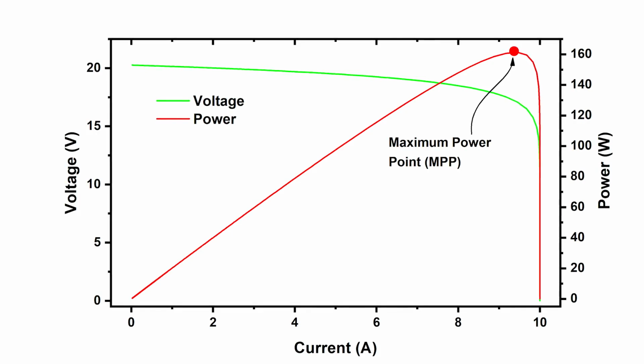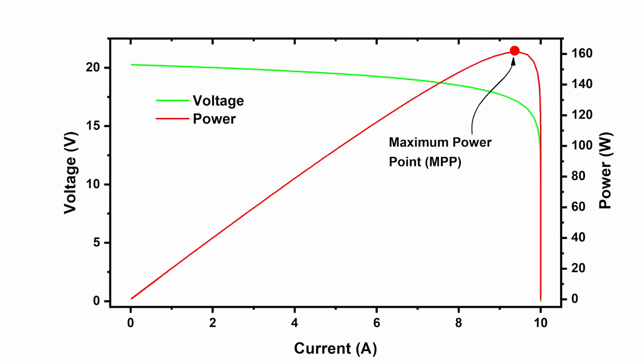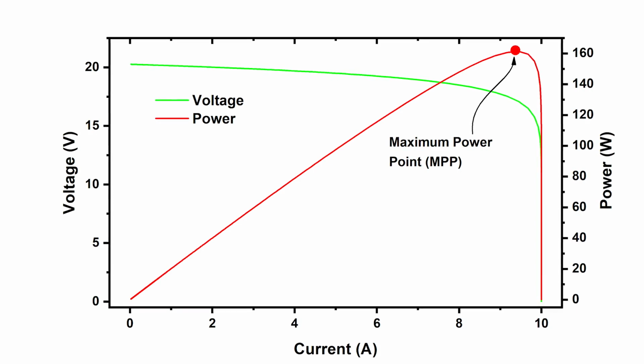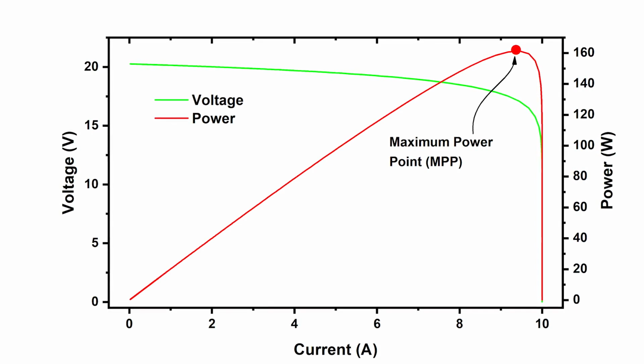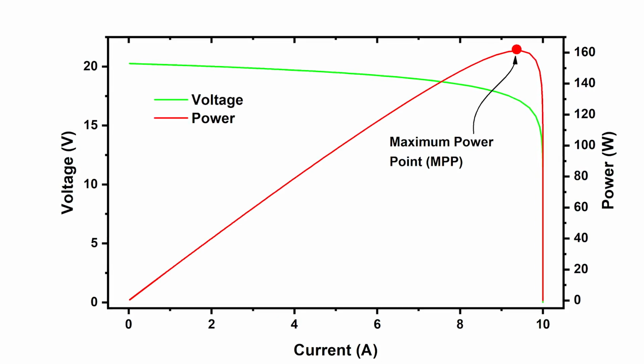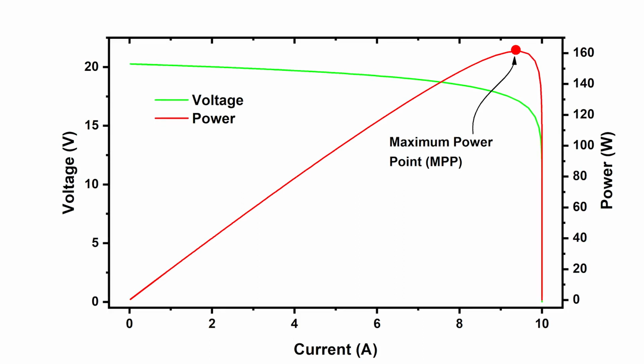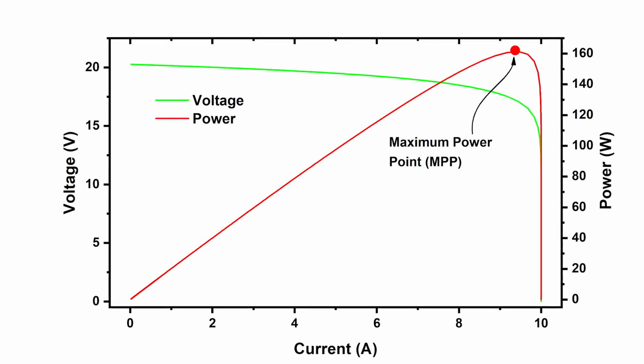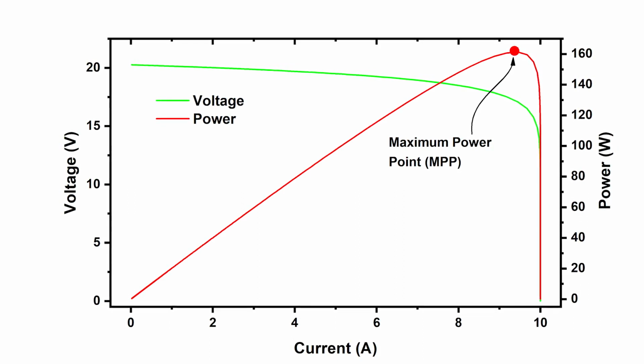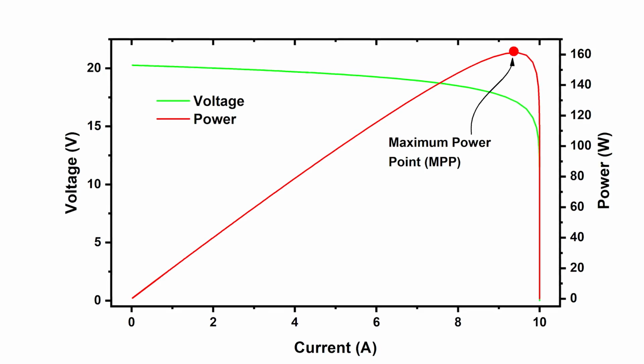You might be wondering why I am starting with this odd looking graph. Well, this is to say why a maximum power point tracking system is necessary to connect with a solar panel. The green line is showing the variation of voltage when we increase the current of a solar panel, and the red line is power versus current.